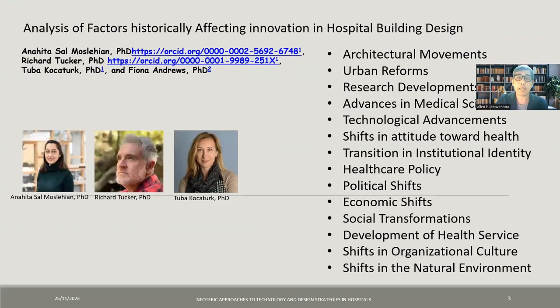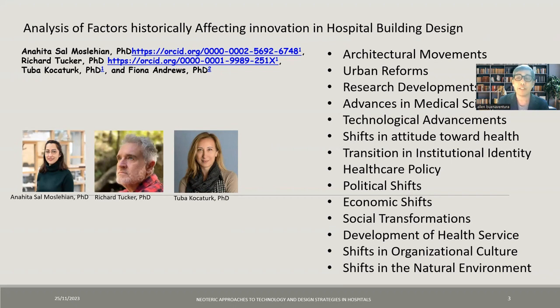The research paper titled Analysis of Factors Historically Affecting Innovation in Hospital Building Design by Moslehan, Tucker, and Kokaturk focuses on historical literature on the evolution of hospital buildings via holistic analysis of the contextual factors triggering the hospital design innovation over the past 100 years. This knowledge suggests the need for interdisciplinary education to address complex and quickly evolving real-world building problems.